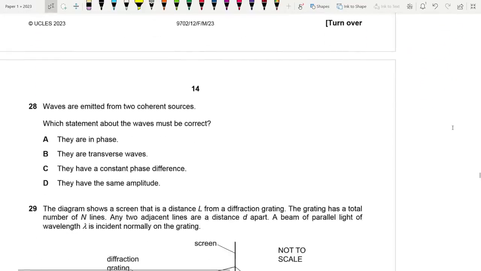Waves are emitted from two coherent sources. Which statement about the waves must be correct? Just because you're coherent doesn't mean you are in phase. You can be out of phase. What is the definition of coherent? Having constant phase difference. It doesn't have to be 0 or 360 degrees. It can be 30 degrees, it can be 180 degrees. You can have any angle as long as it's constant.